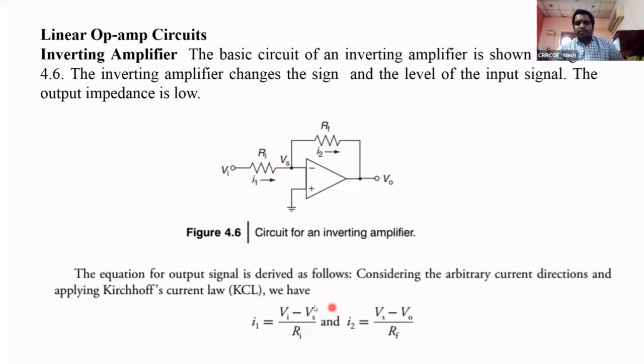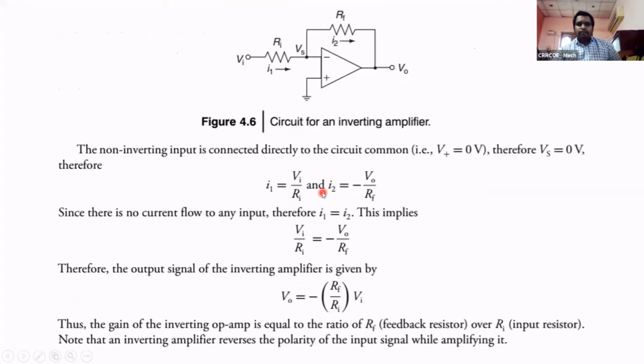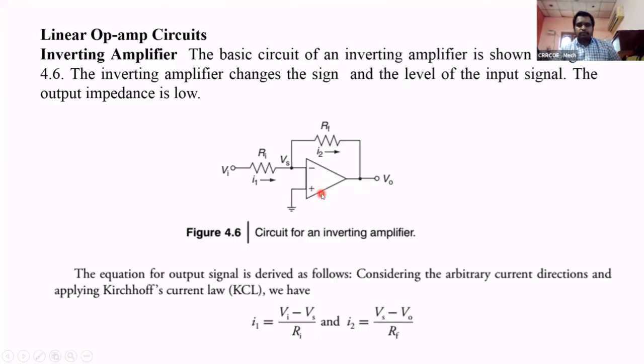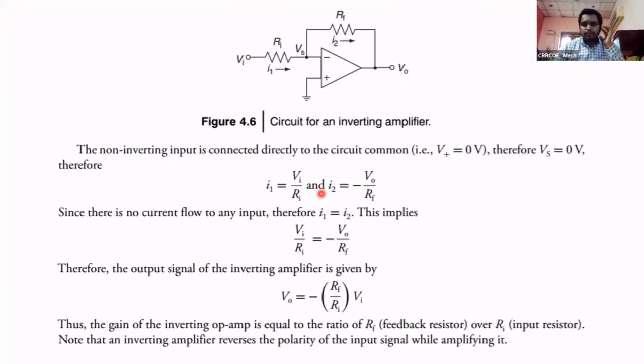So if you substitute Vs equal to 0, what is I1? I1 is equal to Vi by Ri. What is I2? I2 is equal to minus V naught by Rf. I told you I1 is equal to I2, since no current flows at the input. So Vi by Ri is equal to minus V naught by Rf.